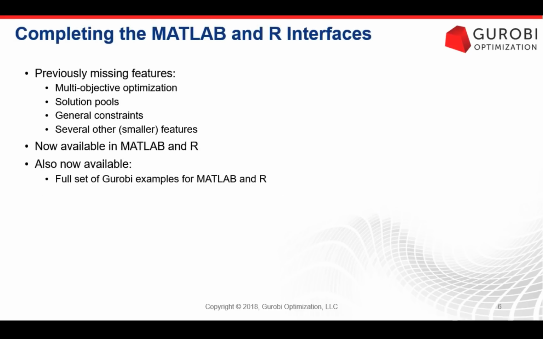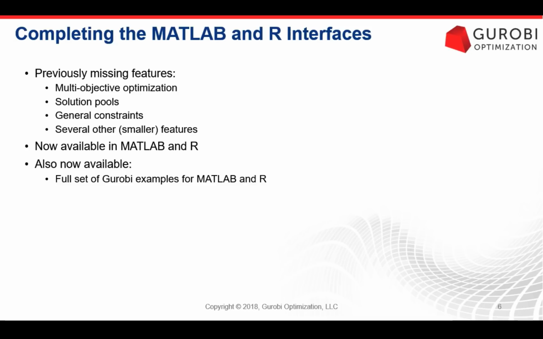One of our goals is to support all the most popular programming languages. So our product has provided interfaces for C, C++, Java, .NET, Python, MATLAB, and R. However, our MATLAB and R interfaces have always provided a subset of the capabilities of the other interfaces. So these interfaces didn't provide support for multi-objective optimization, solution pools, general constraints, and several other features. With our latest release, these features are now available in our MATLAB and R interfaces. So these languages provide essentially all of the features of the other interfaces now.